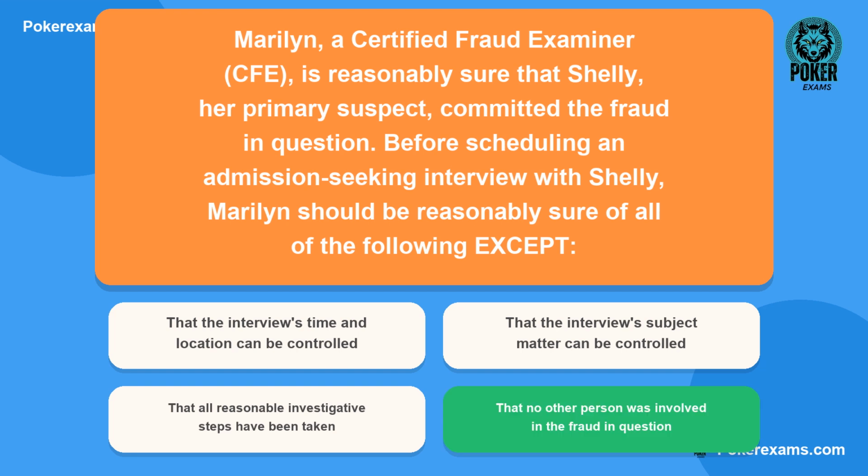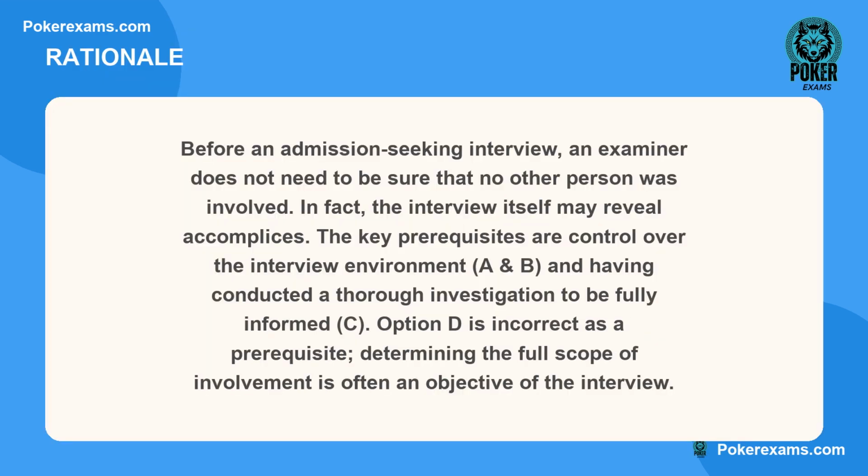The correct answer is D. Here is why. Before an admission-seeking interview, an examiner does not need to be sure that no other person was involved. In fact, the interview itself may reveal accomplices. The key prerequisites are control over the interview environment, A and B, and having conducted a thorough investigation to be fully informed, C. Option D is incorrect as a prerequisite. Determining the full scope of involvement is often an objective of the interview.